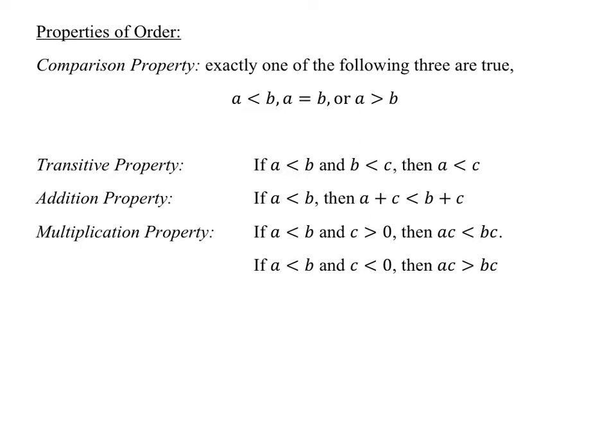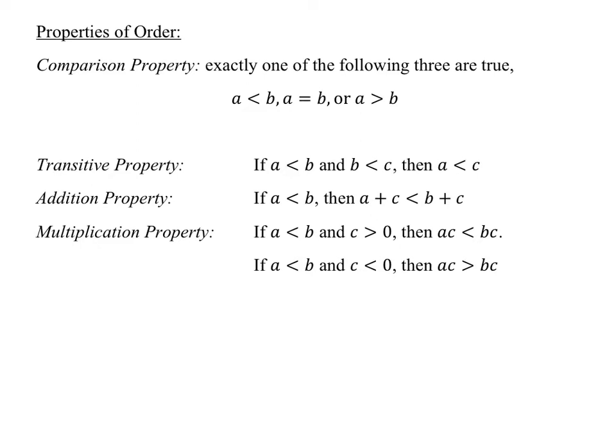Okay? How about the addition property? What does that literally say? What can you do when you have an inequality according to the addition property? You can add the same thing to each side. Exactly. Now remember that subtraction is adding the opposite. You can add or subtract the same thing from both sides.